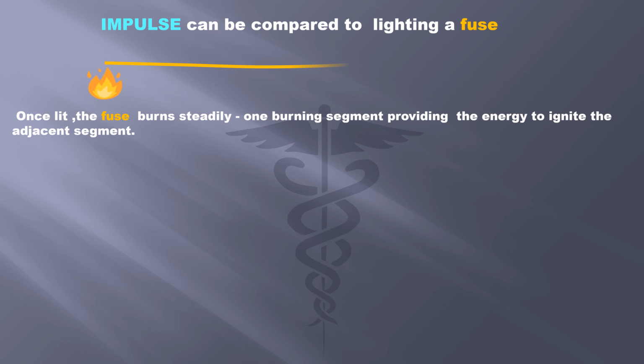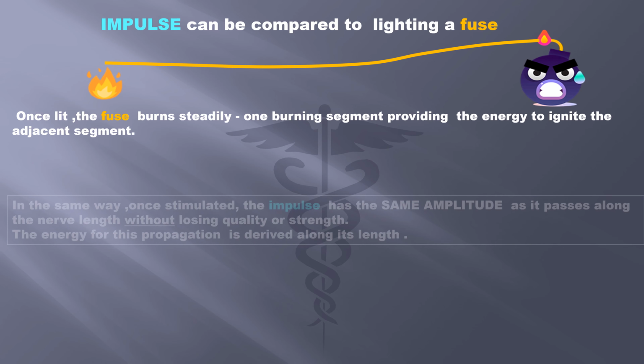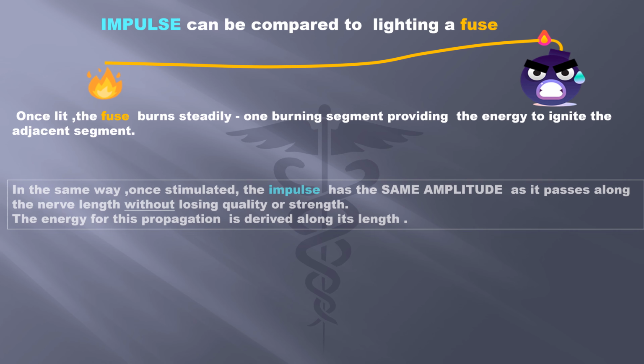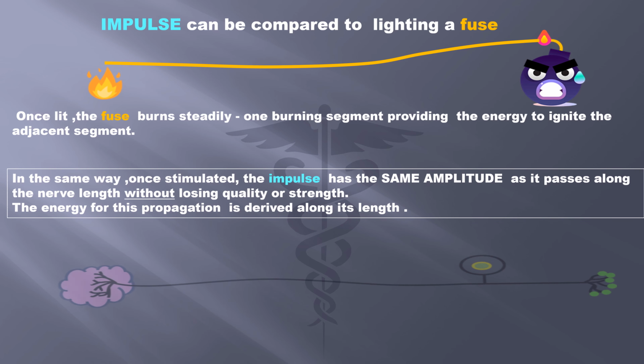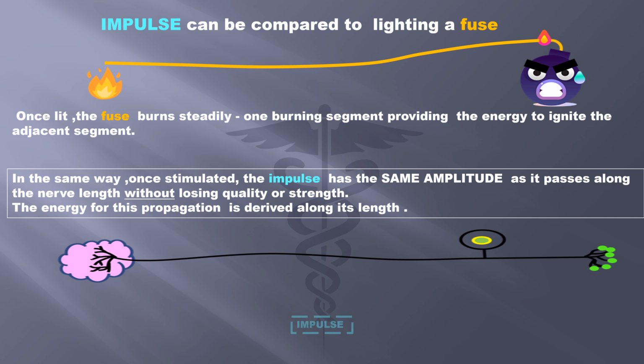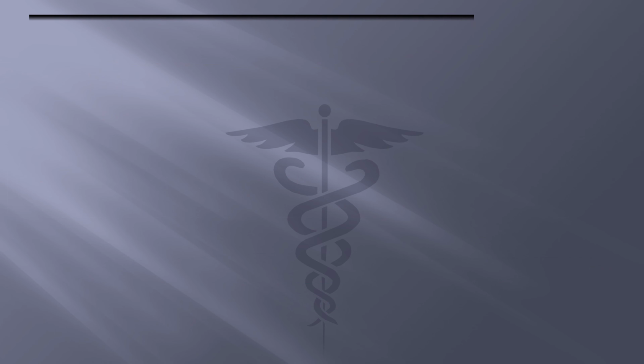Impulse can be compared to lighting a fuse. Once lit, the fuse burns steadily, one burning segment providing the energy to ignite the adjacent segment. In the same way, once stimulated, the impulse has the same amplitude as it passes along the nerve length without losing quality or strength. The energy for this propagation is derived along its length.